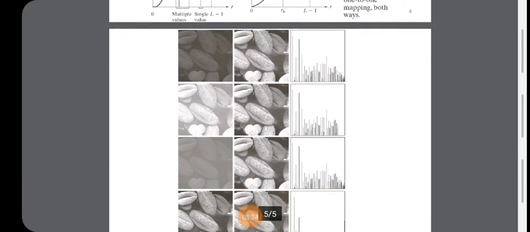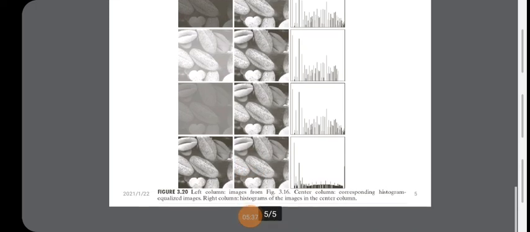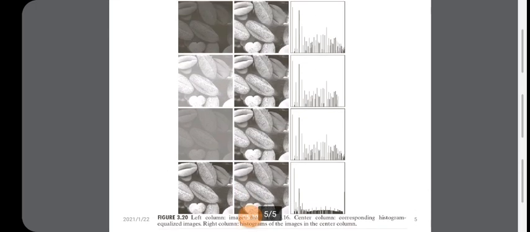This is the histogram equalized image for the previous images shown. The first column is the input image, the second column is the histogram equalized image, and the third column represents the histogram of those images. So this is how the histogram works.